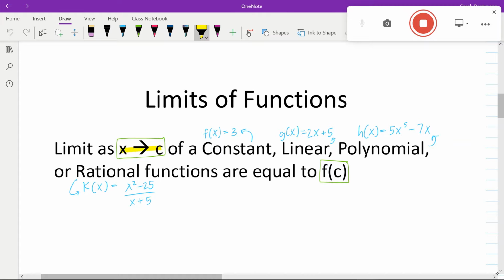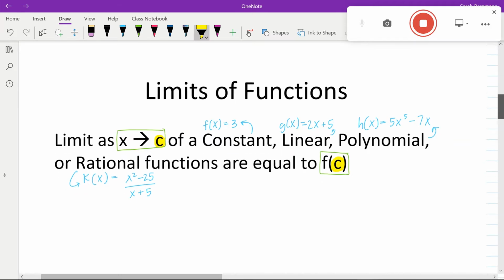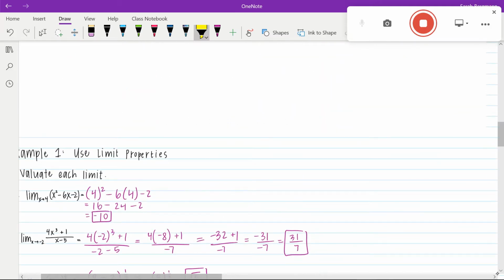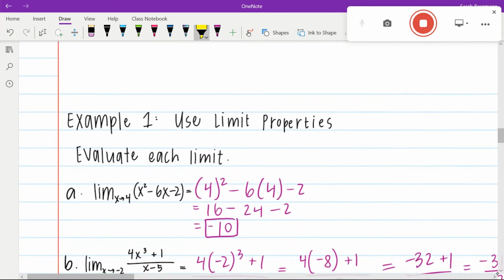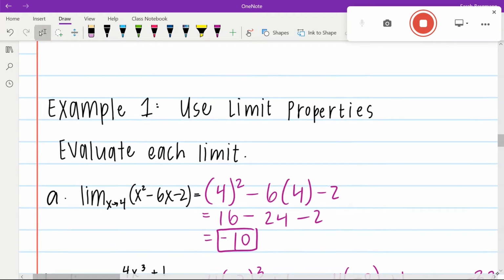As x is approaching c, whatever the c value is, you can just plug that into the function, whatever the number is for c. You can plug this c value into the function and simplify it, and you'll know what the limit is approaching. Let me show you an example. These are pretty easy, so I already just wrote them out for you, so we can just go through them. So the first one, using what we just learned, evaluate each limit.